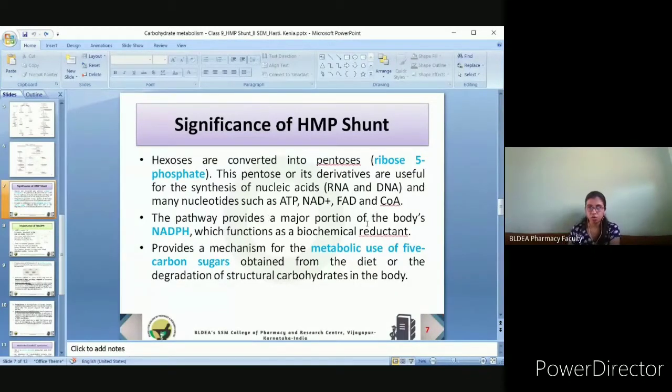That is a major portion of NADPH is being synthesized from this HMP shunt, and now these NADPH molecules function as biochemical reductant. This is very important. I will define what is the role of this NADPH in the later slides. Okay. So now this also provides mechanism for the metabolism of 5-carbon sugar compound.